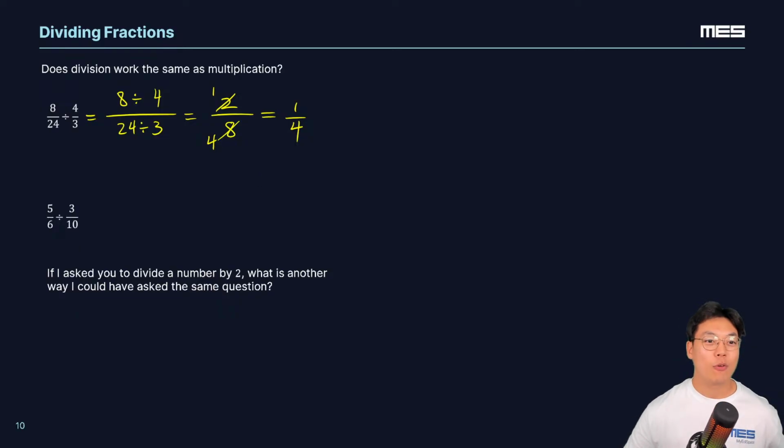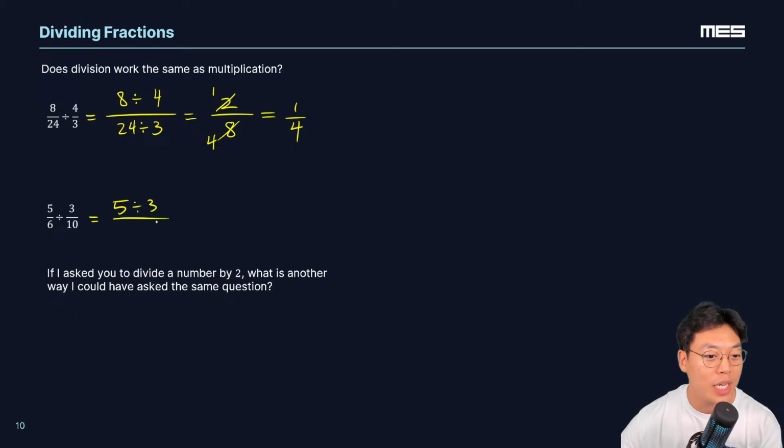Now, the reason, yeah, you just did it yourself, Max, but the reason teachers usually don't teach it this way is because of the wider range of problems when it comes to dividing fractions. Let's take a look at this one. This time, if we rewrote this as 5 divided by 3 and 6 divided by 10, it doesn't work out as well as our first example.